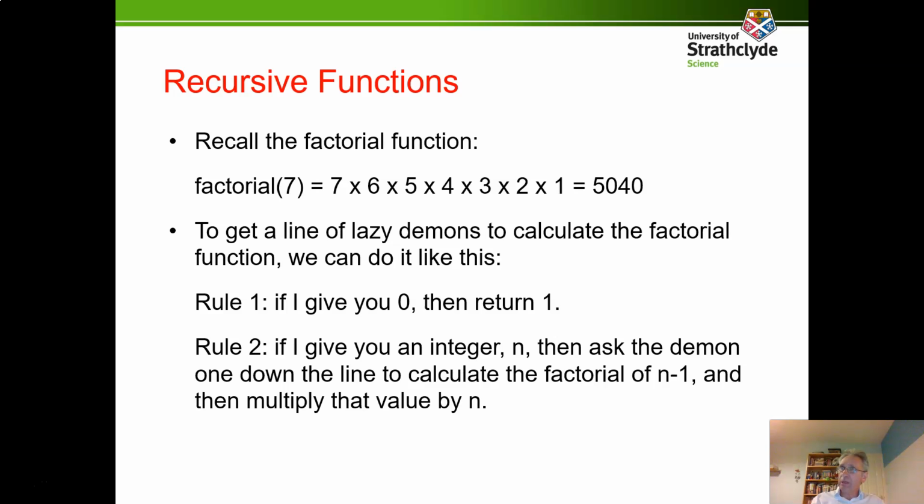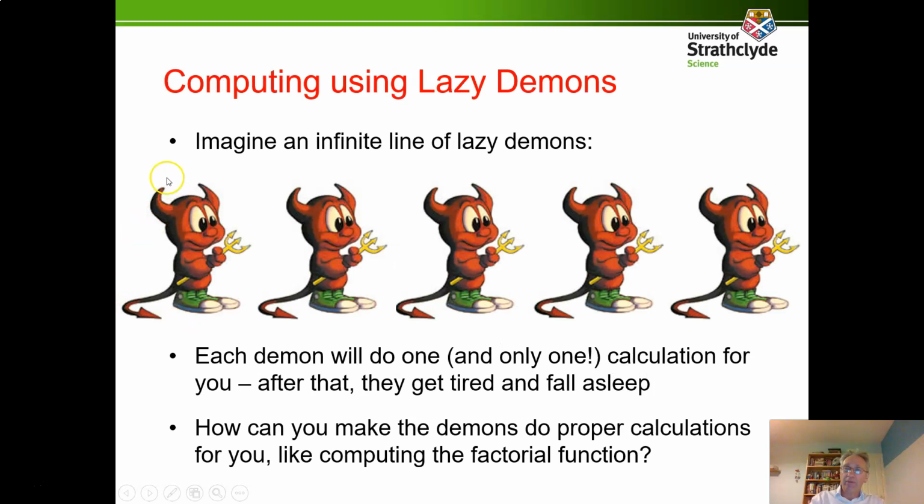Well, what I know is that the factorial of 42 is 42 times the factorial of 41. If I could get some poor loser to calculate the factorial of 41 for me, I can just multiply it by 42. So what the daemon does is it passes it one down the line. If I go back to my daemons, I say, hey you, let's call him Steve, hey Steve, what's the factorial of 42? He says, well, I can only do one calculation, so I'll do 42 times the factorial of 41.